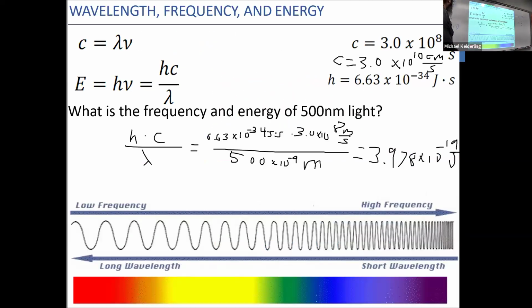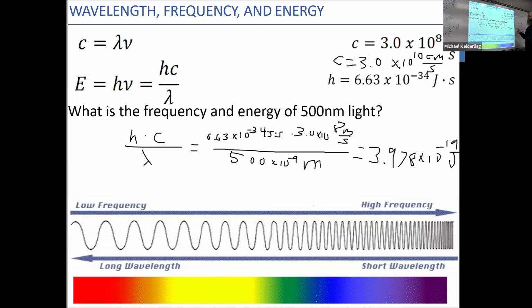Some useful and important equations, just in general. c, the speed of light, equals wavelength times frequency. The energy of a packet of light is Planck's constant times the frequency, or Planck's constant times c over wavelength. Here's c, here's Planck's constant.